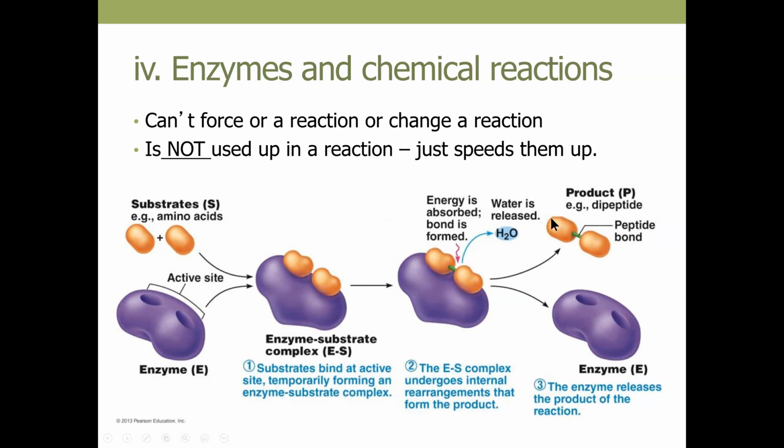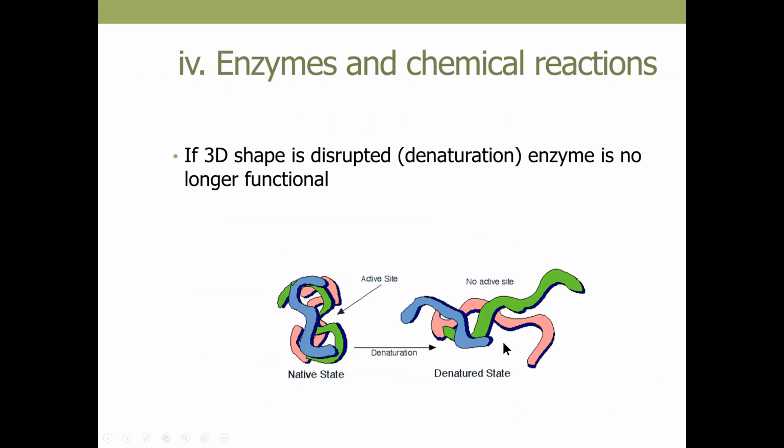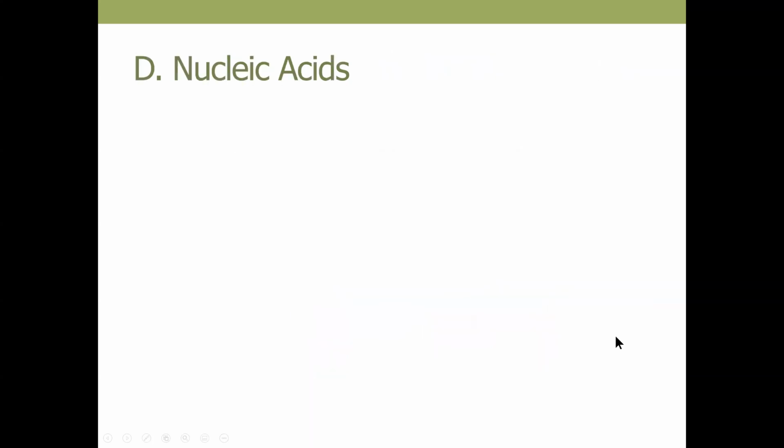We have now a dipeptide. This is called a peptide bond. Anywhere we put two amino acids together, it's called a peptide bond. And the enzyme is released. A 3D shape is disrupted. The enzyme is no longer functional. Enzyme's a protein. A protein's an enzyme. Okay, proteins can be enzymes. They obviously have a very specific shape, and that shape is related to what substrate they're going to interact with. If we denature the enzyme in whatever way, we talked about heat and pH the other time, it's no longer functional. Last category of macromolecules we're going to talk about is nucleic acids.